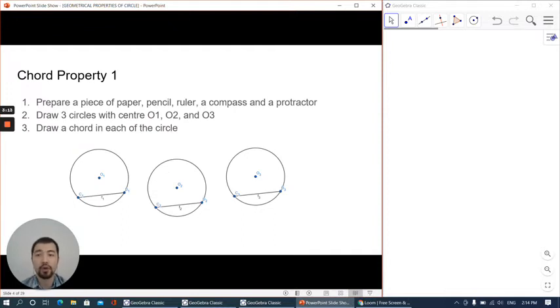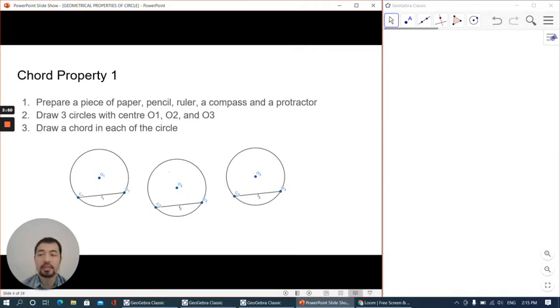Now, the first one that we are going to cover is the first property of chord. I want everybody to prepare a piece of paper, pencil, ruler, a compass, and a protractor. If you don't have it with you, I give you 1 minute right now to get all your items before I proceed. Now, everybody already has their paper, pencil, ruler, compass, and protractor.